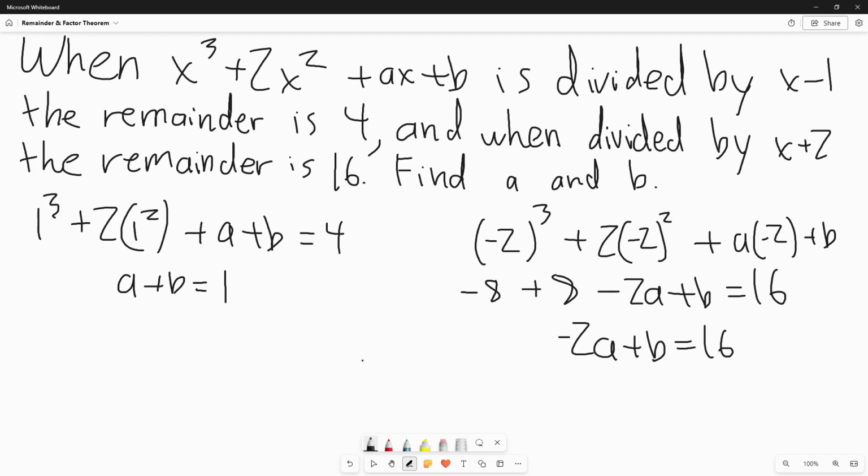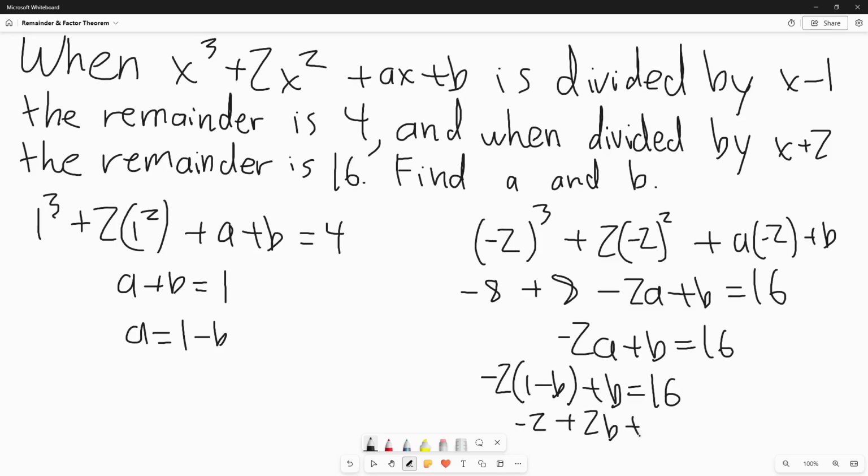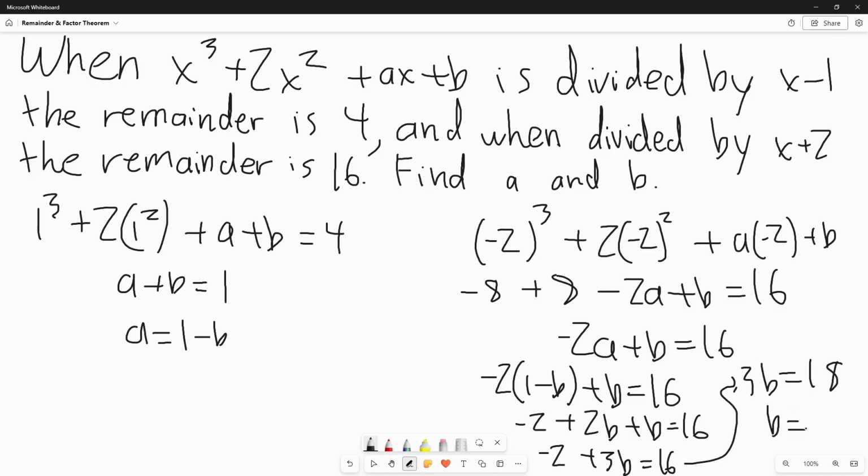So now we have both of our equations, and let's set a by itself in the first one. So a equals 1 minus b, pretty simple. And then we plug it back into the other one, so negative 2 times 1 minus b plus b equals 16, and negative 2 plus 2b plus b equals 16, and we get negative 2 plus 3b equals 16, and then bring it over here, we get 3b equals 18, and b equals 6.